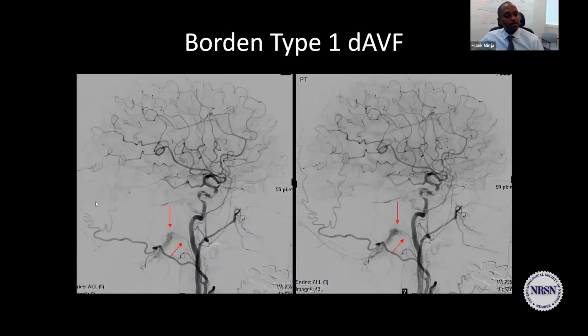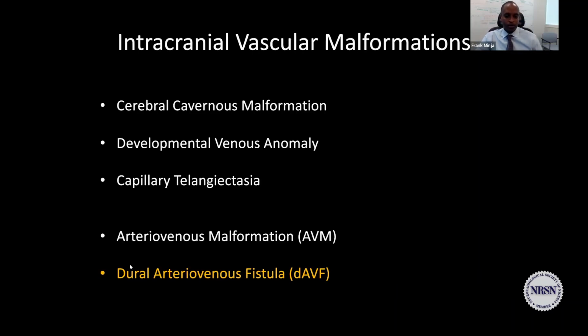This is just pointing out, incidentally, what was picked up was a Borden type 1 dural AV fistula, again supplied by one of the external branches, and you can see the early venous drainage. So on these cerebral angiograms, we have really great resolution, so we're able to see anytime we have early draining veins, and again, this is a completely incidental finding. So that was a good example for a dural arteriovenous fistula.